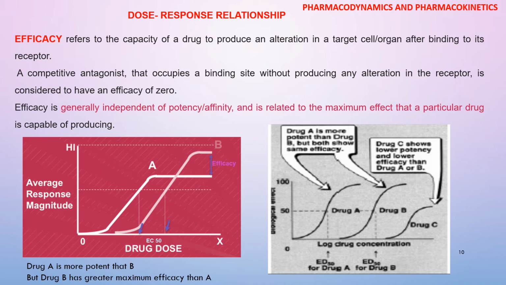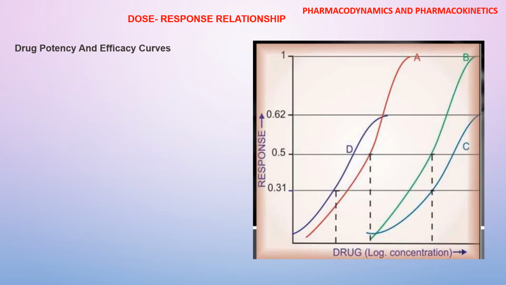Similarly, in graph 2, three drugs are compared. Now, a small assignment for you. The graph here shows the drug dose response curve for four drugs A, B, C, and D. Try to make comparisons between the four drugs for its potency and efficacy and make your conclusions.